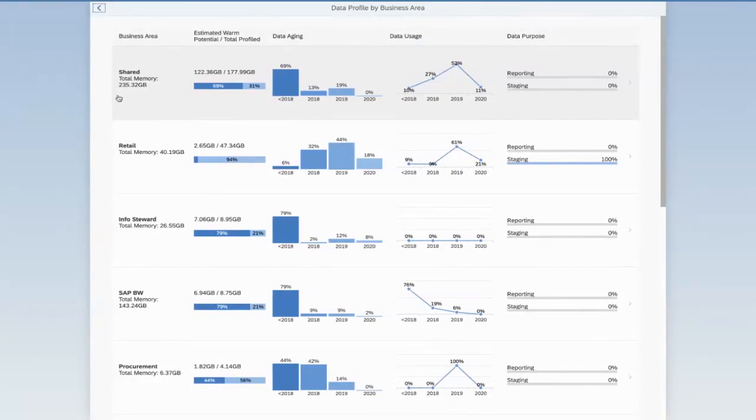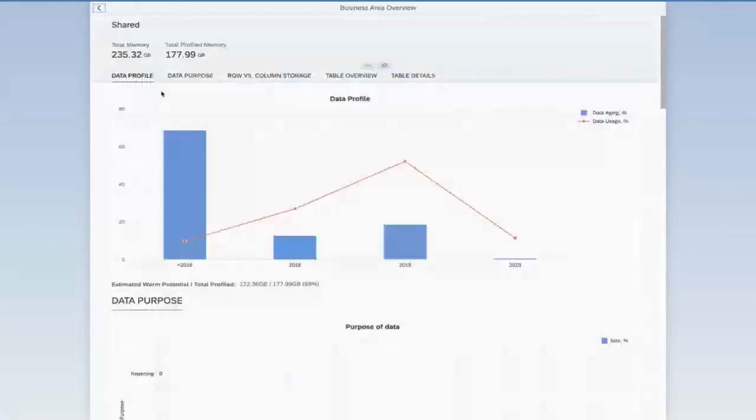Now, as I mentioned, you want to make this actionable. So we want to go deeper into this, and let's have a look at the shared business area, because this is where the majority of the estimated warm potential sits. All right, once you go in here, you'll be presented with some of the same information you already saw earlier, just to keep it clear for the user what he or she is looking at.